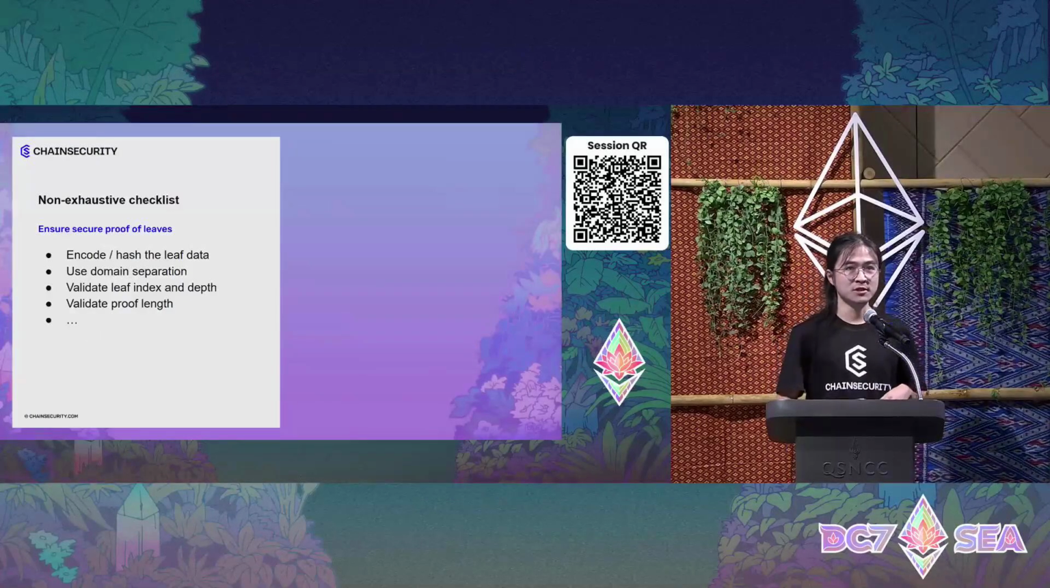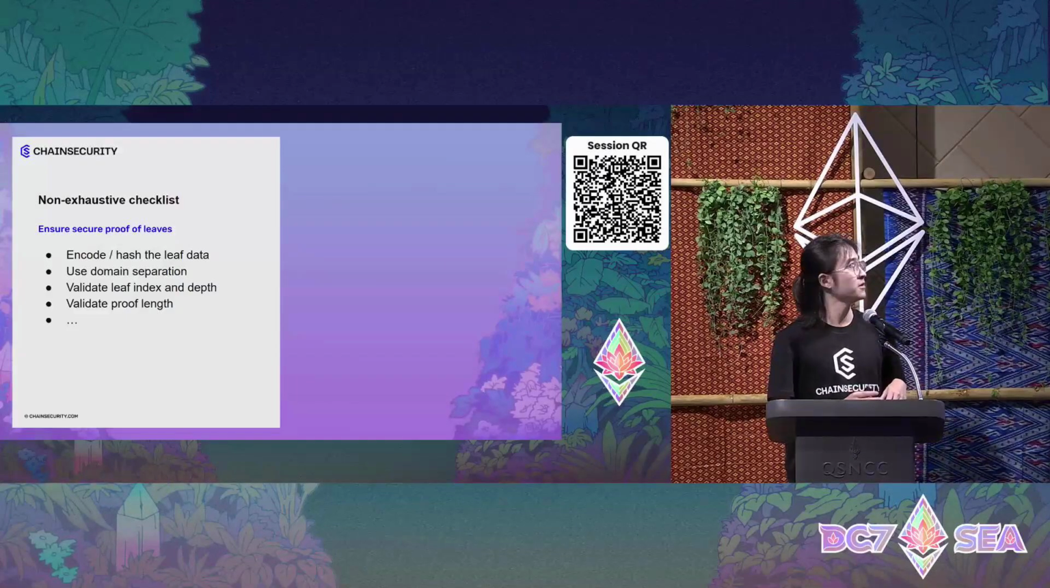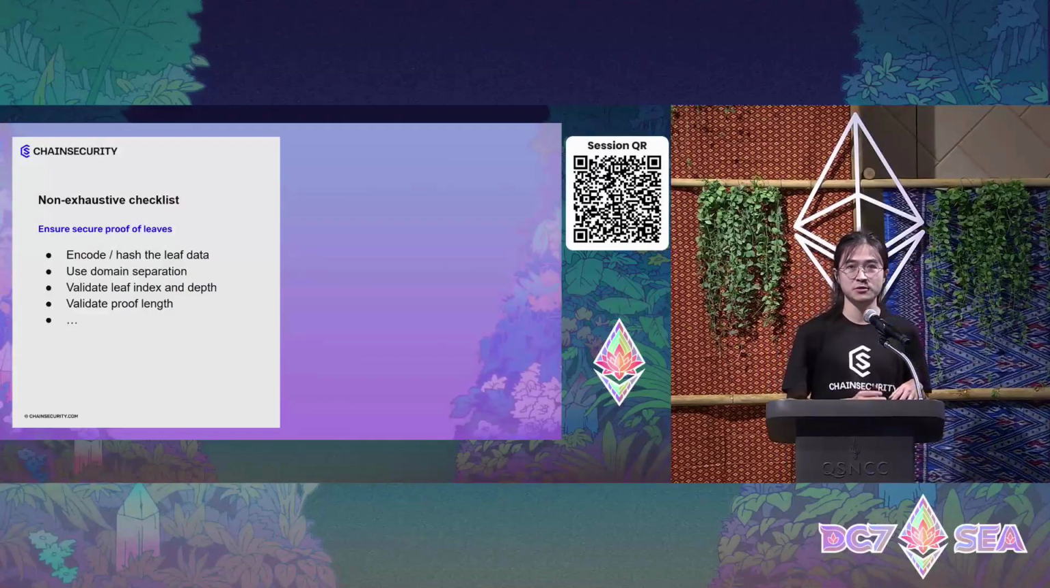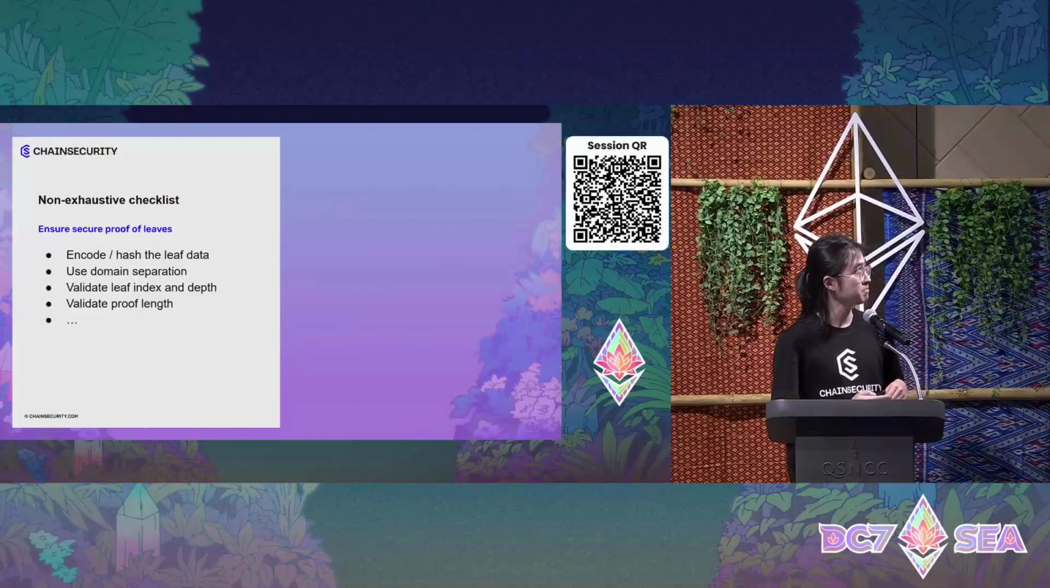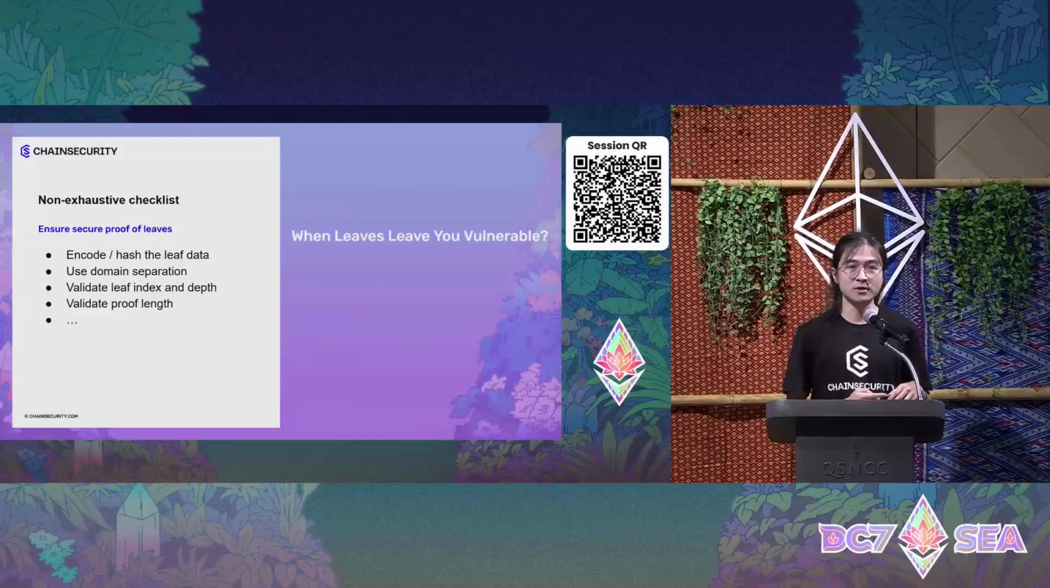So with all these trees, there are very different Merkle tree algorithms. However, I believe you can find all the important checklists that you should use to ensure a secure proof in your protocols. But even though we have this checklist, we cannot ensure that we can find all the vulnerabilities in very different Merkle algorithms. And that is when the leaves can leave your protocol vulnerable.